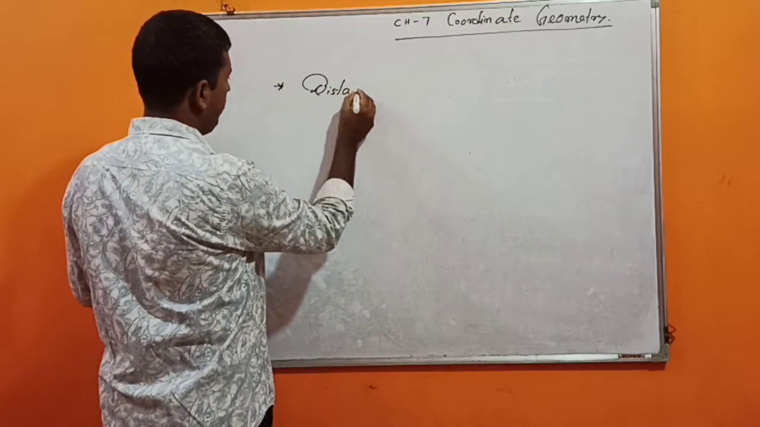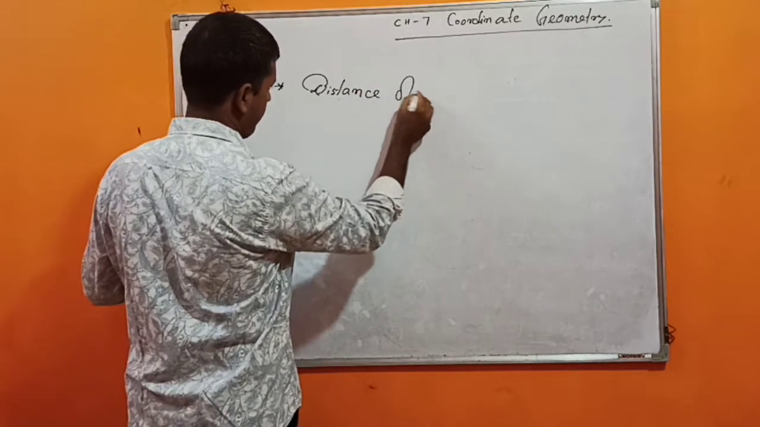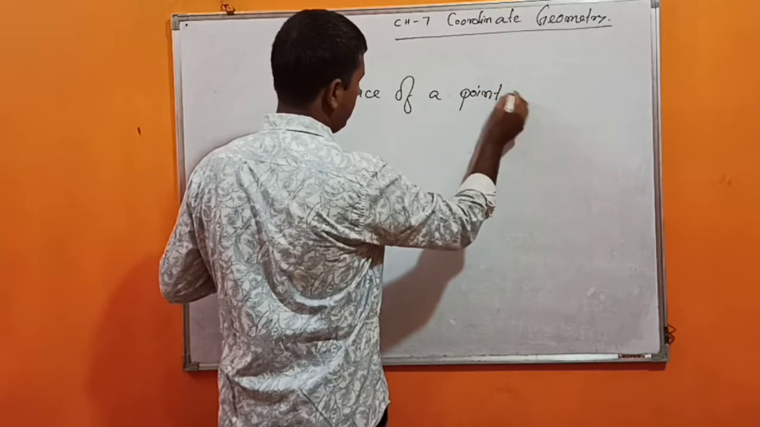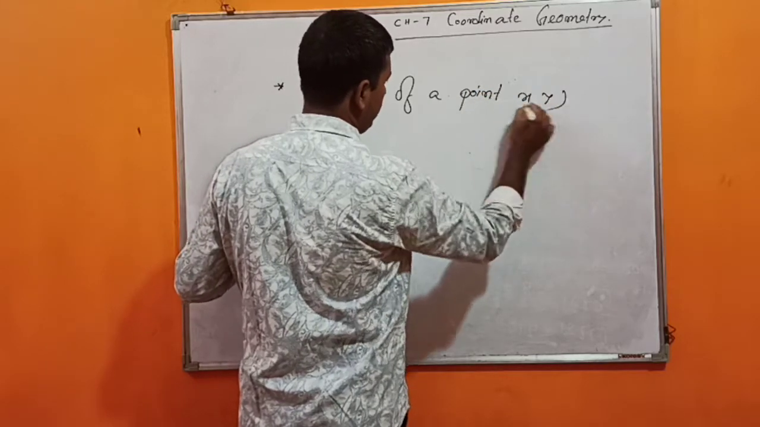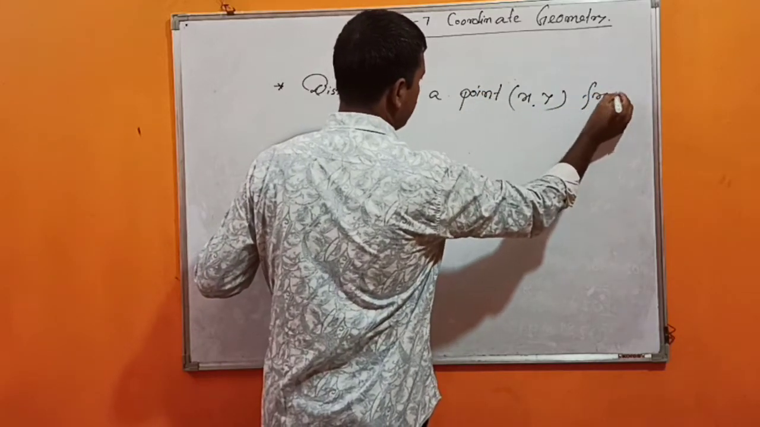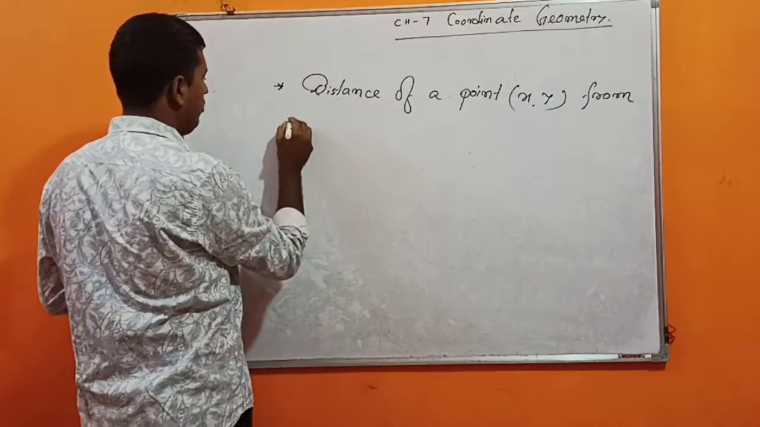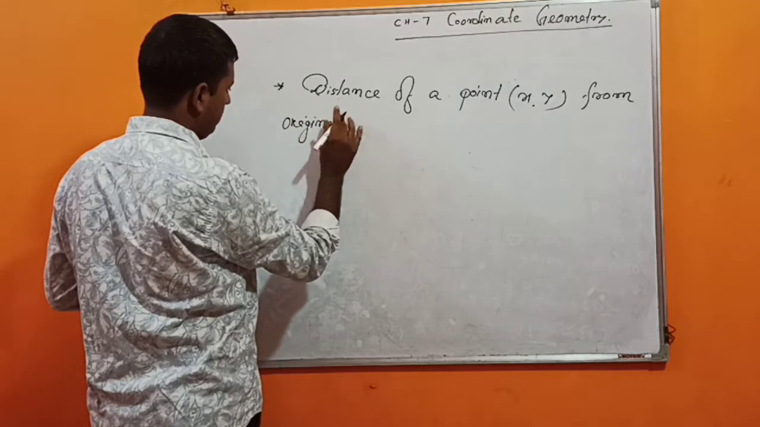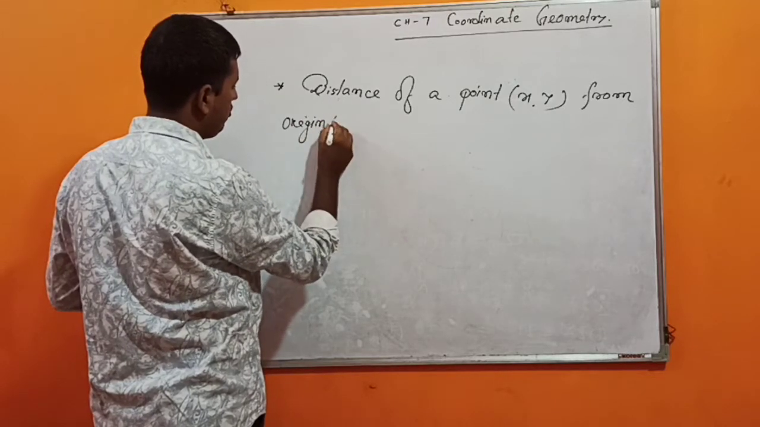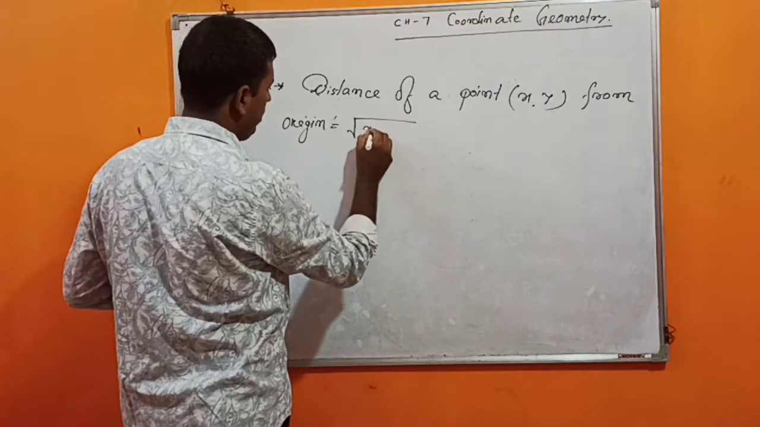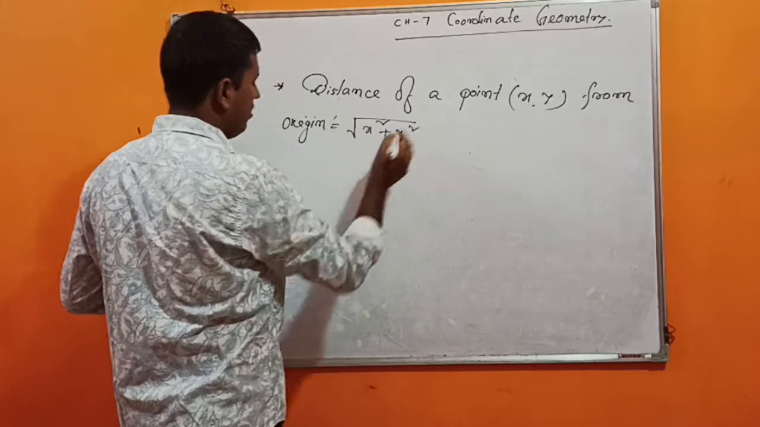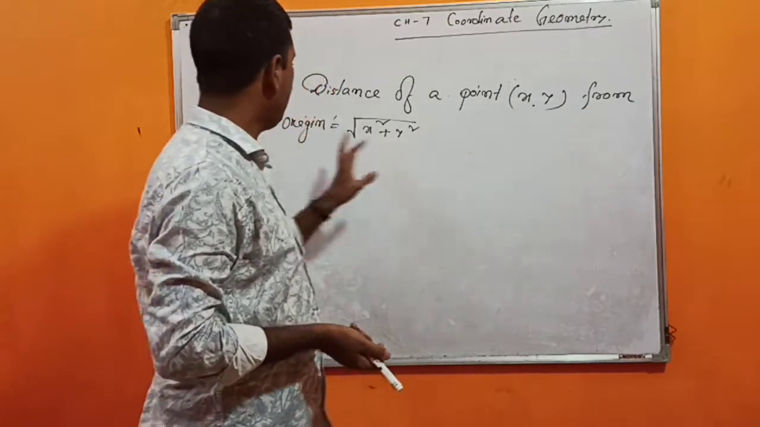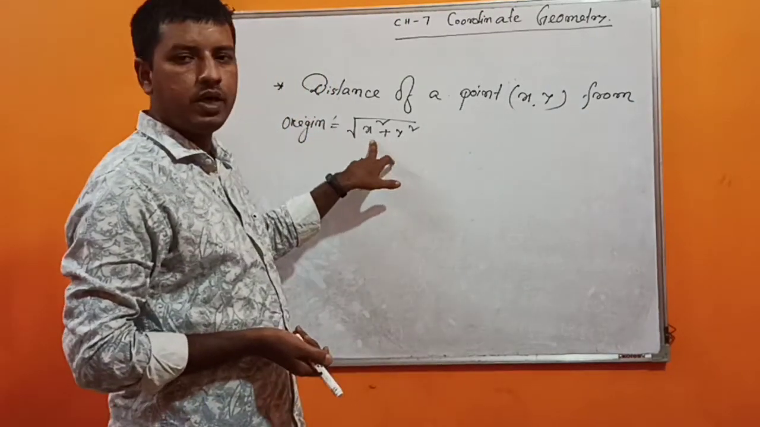Distance of a point x, y. If the given point is x, y, the distance of the given point from the origin is equal to root over x square plus y square. This is the distance of a point x, y from the origin, equal to root over x square plus y square.